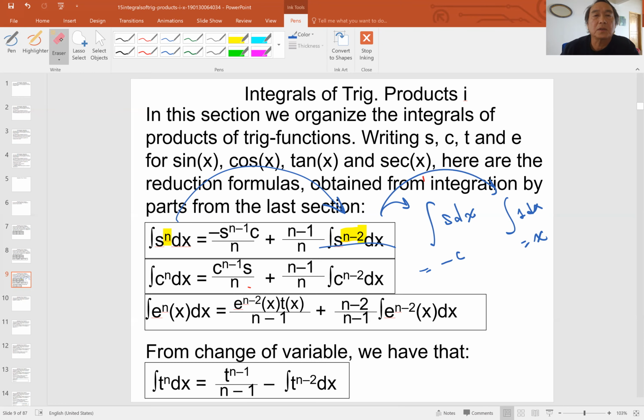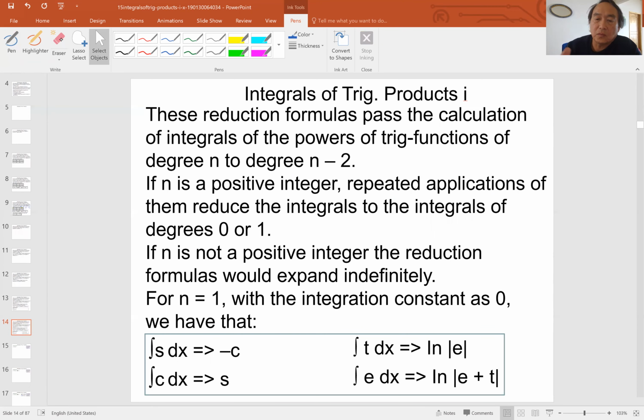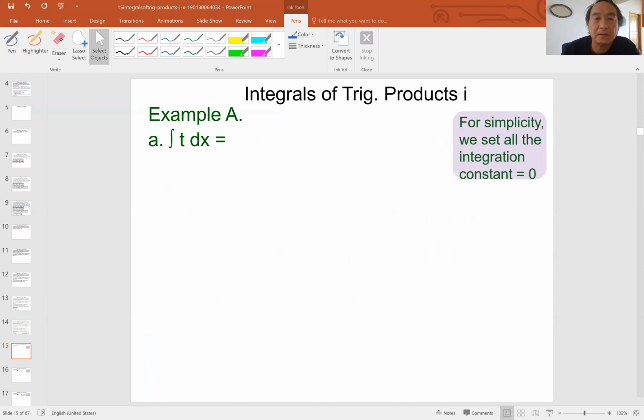What we're going to do is first go over one more time all the basic formulas for trig integrations: the integral of sine is minus cosine, the integral of cosine is sine. Then we have two more: the integral of tangent is a log, and the integral of secant is another log. Let's see how these are done.